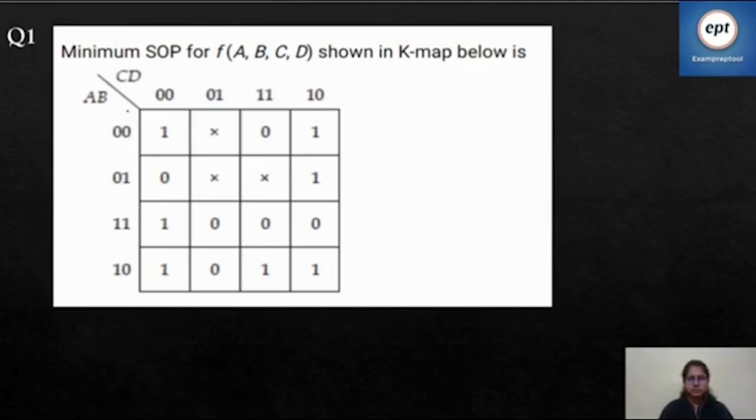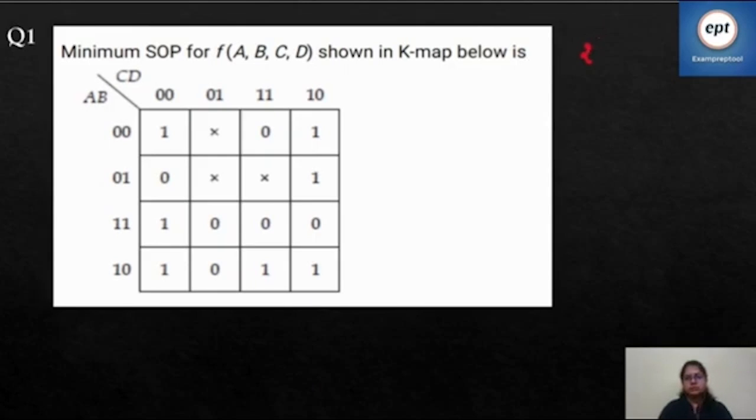To take out the minimum terms, first of all, we will look for the larger group, and then we will come to the smaller group, and again the smaller group. So what is the definition of a larger group? It will always be a power of 2.